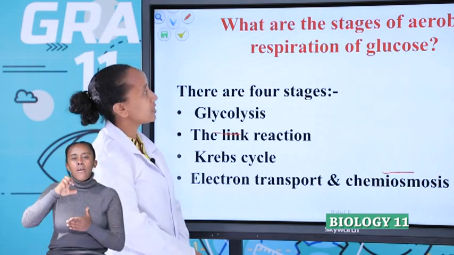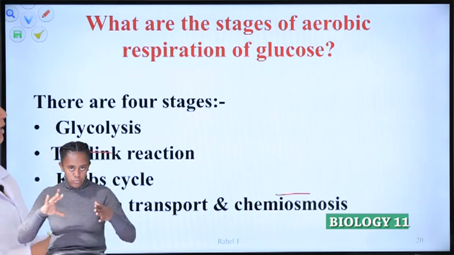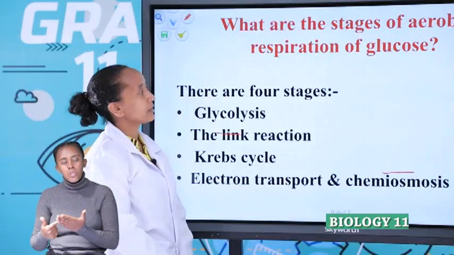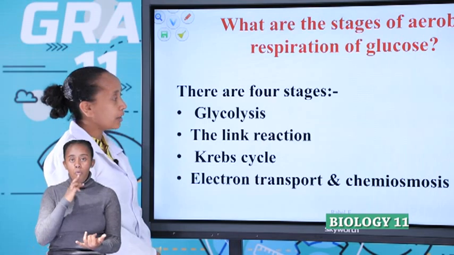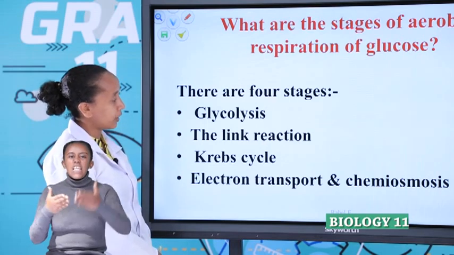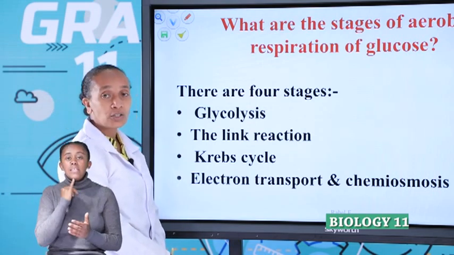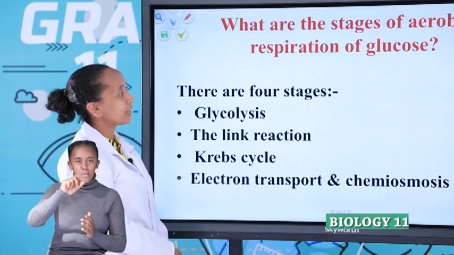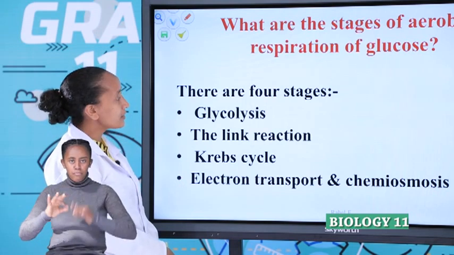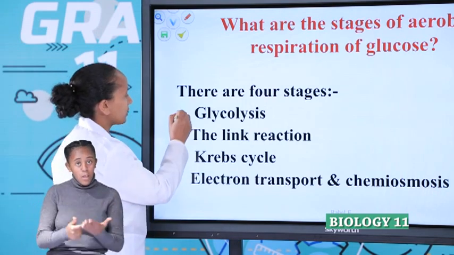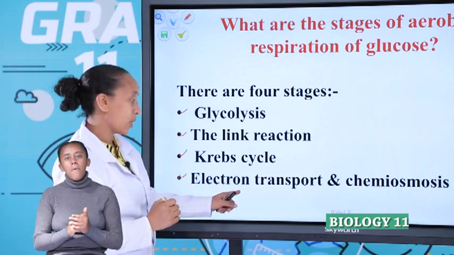Up to now, we have seen how ATP is synthesized, how cells use ATP, and how ATP is produced in aerobic respiration. Now we are at the time to see the stages of aerobic respiration. Aerobic respiration, as you know, is respiration that uses oxygen to break down glucose to release energy in the form of ATP. And this process has 4 stages: glycolysis, the link reaction, the Krebs cycle, and the last one, electron transport and chemiosmosis.